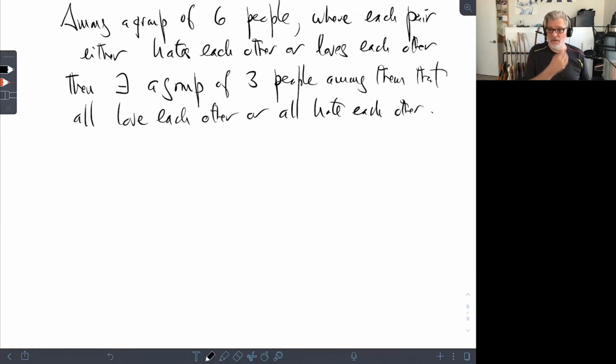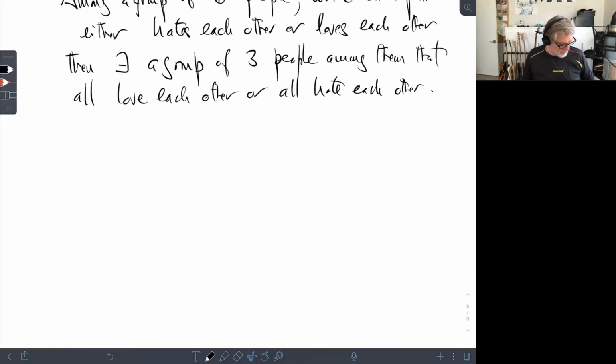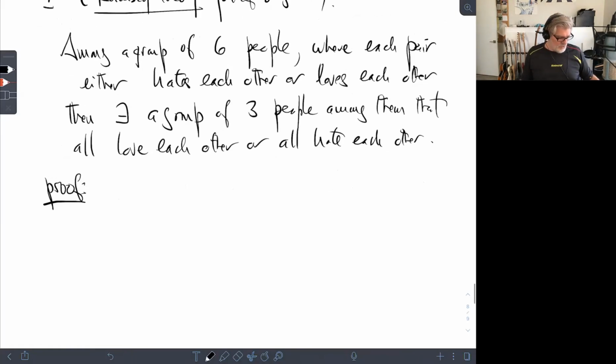And this is the smallest possible case of Ramsey's theorem. Okay, so here we go. So here's the proof. I want to show that there are 3 people somewhere in there that they all hate each other or they all love each other.